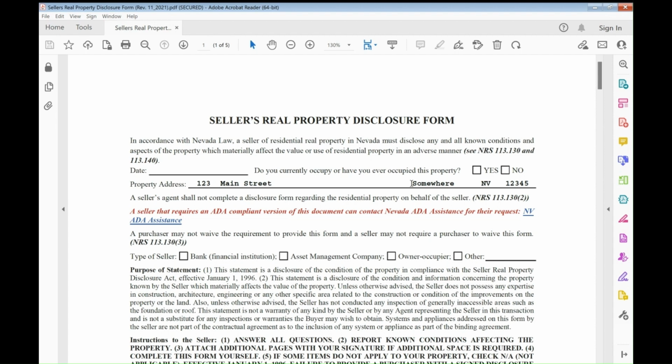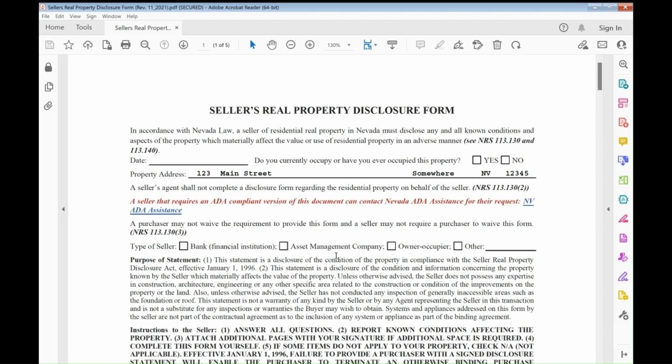Now, this form must be completed by the actual sellers, the owners of the property. The agents cannot fill this out for them. The point behind it is that the owners are going to know the most about the property. And if something is not disclosed, that's who they're going to go to and ask why this was not disclosed. If stuff is not disclosed, it could lead to potential damages down the road. So that's why this form is very important as you get things started with your new escrow.